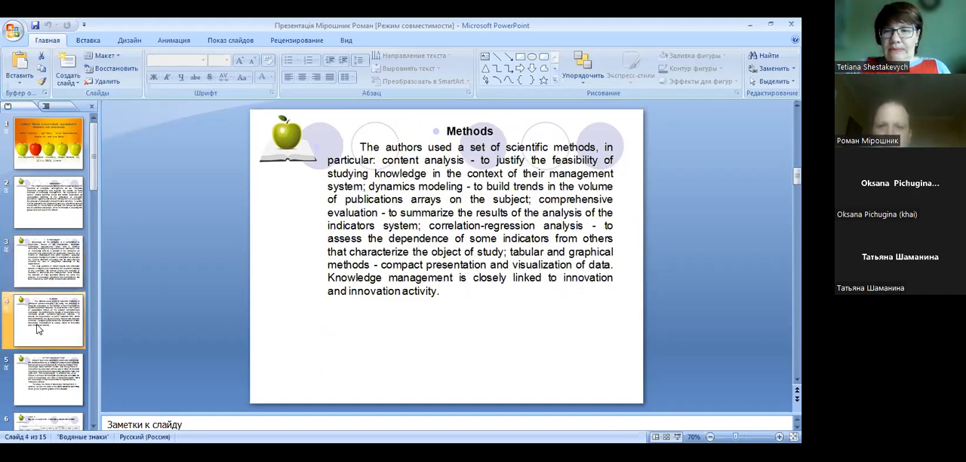The authors used a set of scientific methods, in particular content analysis, to justify the feasibility of studying knowledge in the context of the management system; dynamics modeling to build trends in the volume of publications on the subject; a comprehensive approach to summarize the results of the analysis of the indicator system; correlation-regression analysis to assess the dependence of some indicators on others that characterize the object of study; and tabular and graphical methods for compact presentation and visualization of data. Knowledge management is closely linked to innovation and innovation activity.